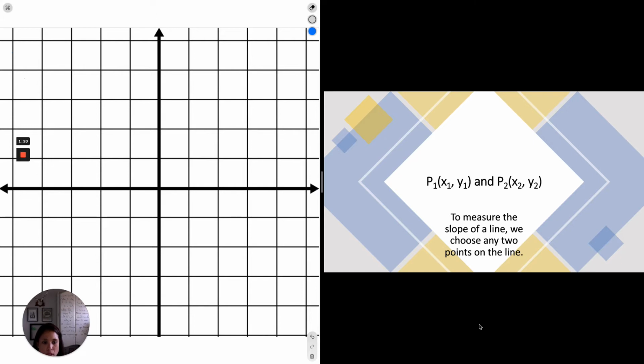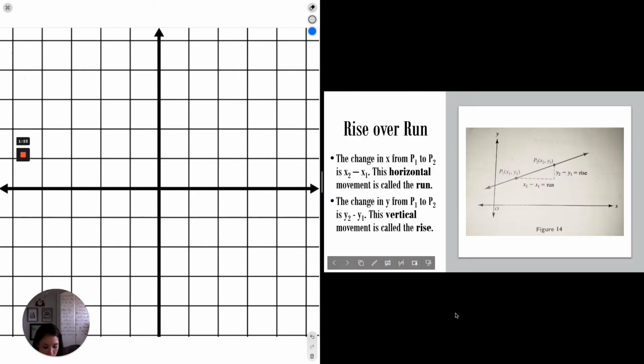So here is to measure the slope of a line, we choose any 2 points on the line. So P1 is a representation of one ordered pair. It's represented by x1 and y1. That's the first ordered pair. P2 would be the second ordered pair, which would be x2 and y2. I highly encourage you to use these subscripts and label your ordered pairs so you don't get it confused and you're able to put it into the equation correctly.